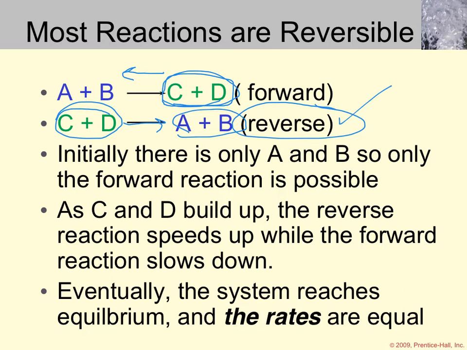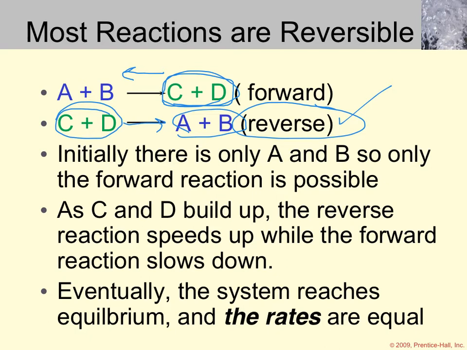So for a reaction to reach equilibrium, the first requirement is that it must be reversible, and not all chemical reactions are. So if you imagine burning a piece of paper, no matter how hard you try, you're not going to be able to pick up those ashes and get your original piece of paper back. So not all reactions are reversible.